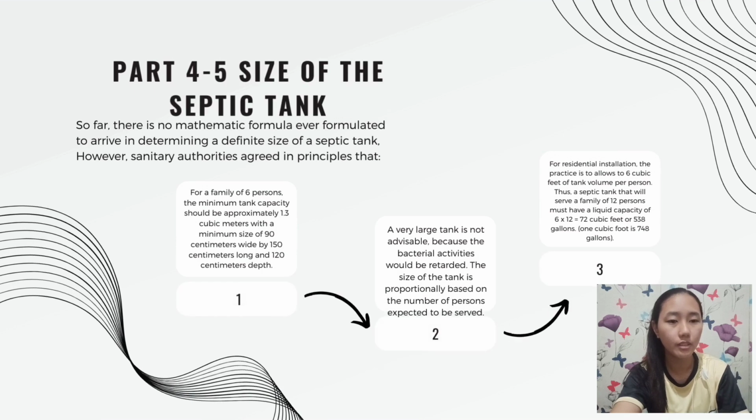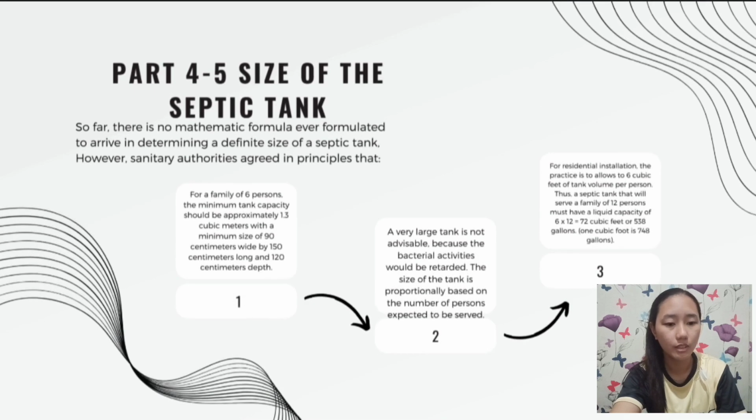Part 4.5, size of the septic tank. So far, there is no mathematical formula ever formulated to arrive in determining a definite size of a septic tank. However, sanitary authorities agreed in principle that, number 1, for a family of 6 persons, the minimum tank capacity should be approximately 1.3 cubic meters with a minimum size of 90 centimeters wide by 150 centimeters long and 120 centimeters depth. Number 2, a very large tank is not advisable because the bacterial activities would be retarded.